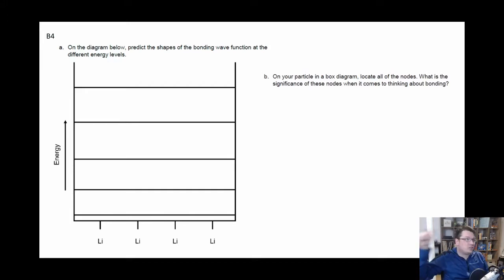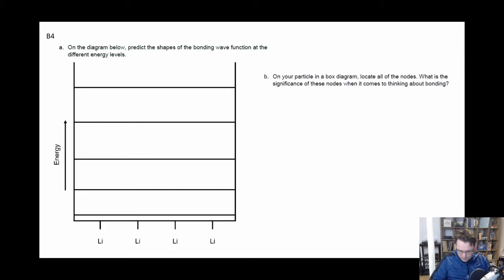The electrons are still going to be shared across all 4 of those atoms. They're not localized on a single atom anymore, or even between 2 individual atoms, even though that's what a Lewis structure will tell you. Those electrons are actually distributed across all the atoms. We can use the particle in a box to get a very simplified idea of what the molecular orbital would look like within that chain. The first part is to predict the shapes of the bonding wave function at the different energy levels.